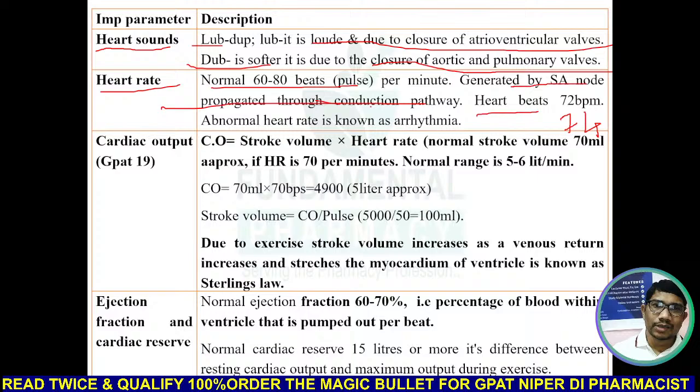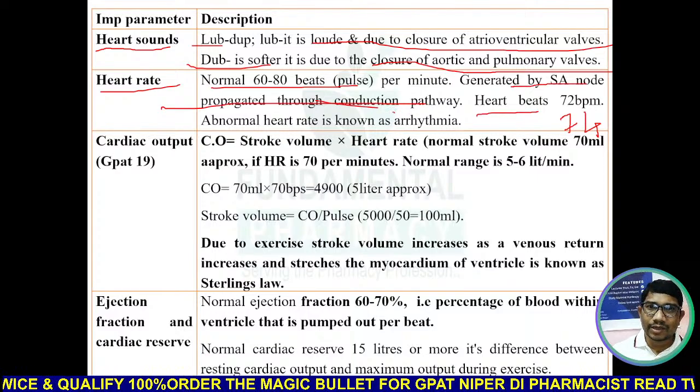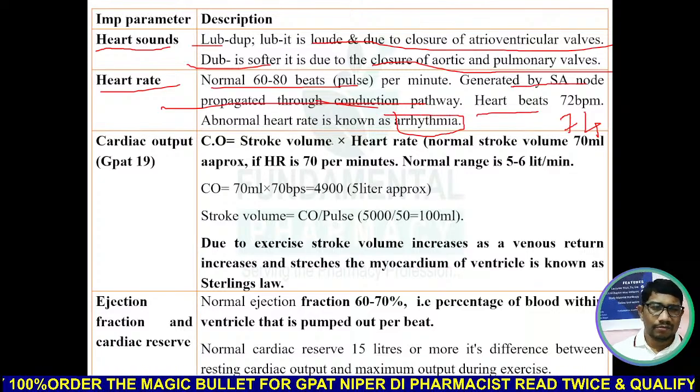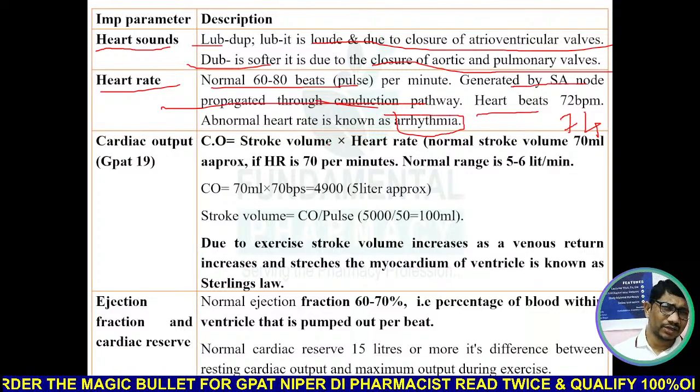Abnormal heart rate is known as arrhythmia. So what is cardiac arrhythmia? Abnormal heart rate, abnormal heart beating, is known as arrhythmia.